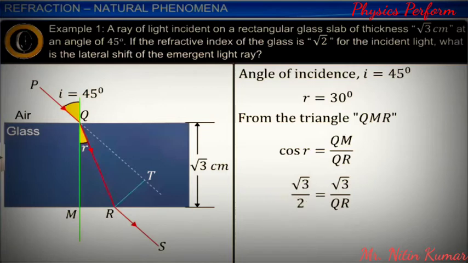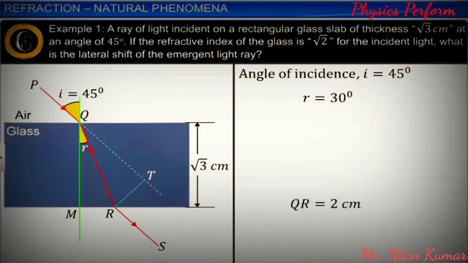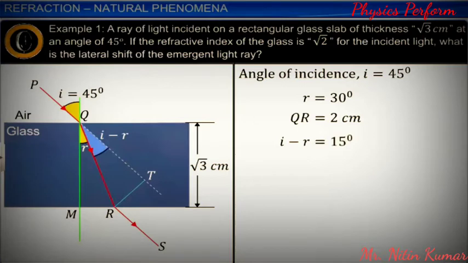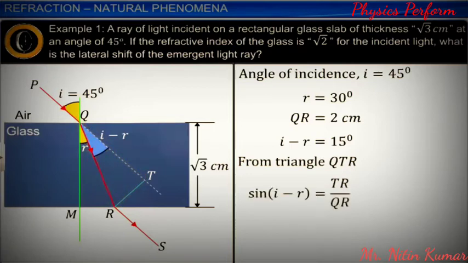In the triangle QTR, angle TQR is equal to i minus r and is equal to 15 degrees. From the triangle QTR, sin(i minus r) is equal to TR by QR. TR is equal to QR sin(i minus r). On simplification, we find the lateral shift TR is equal to 0.52 centimeter.